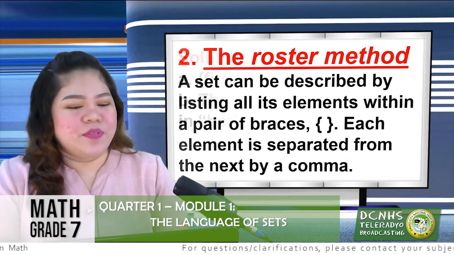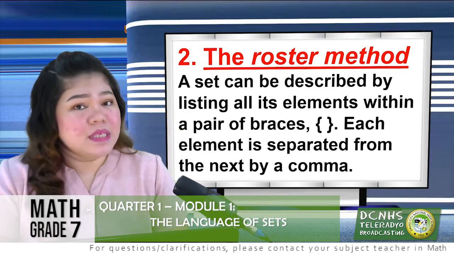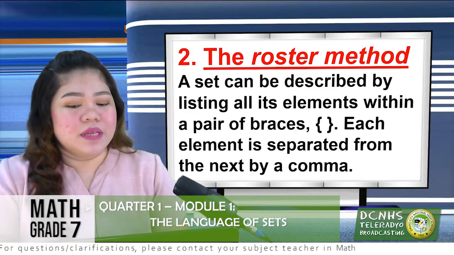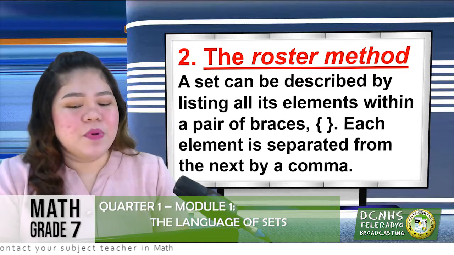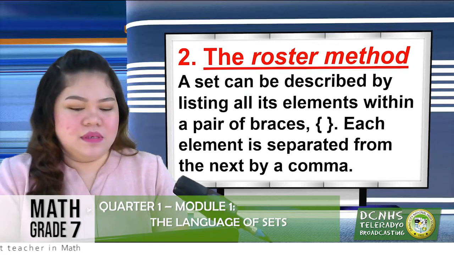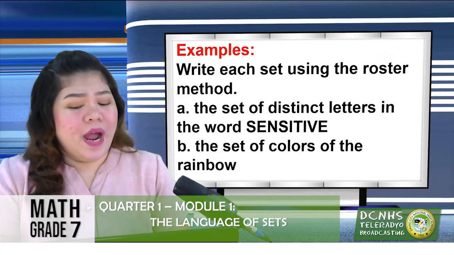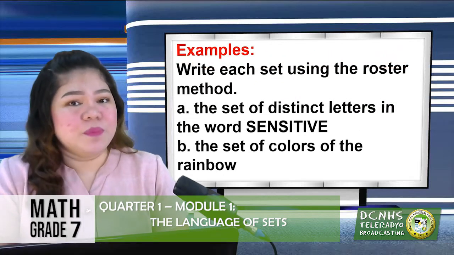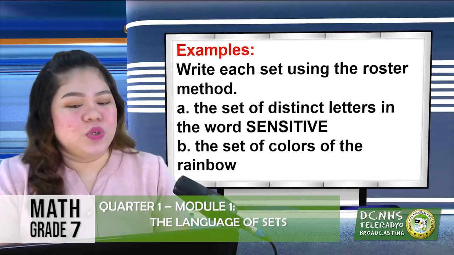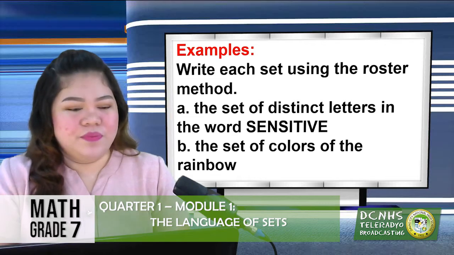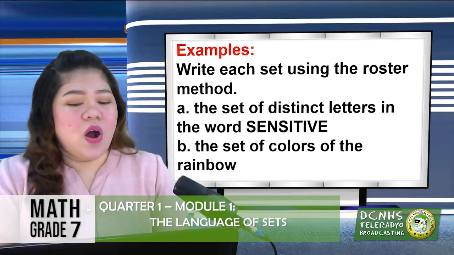Next is the roster method. A set can be described by listing all its elements within a pair of braces. Each element is separated from the next by a comma. Examples. Write each set using the roster method. A, the set of distinct letters in the word sensitive. B, the set of colors of the rainbow.